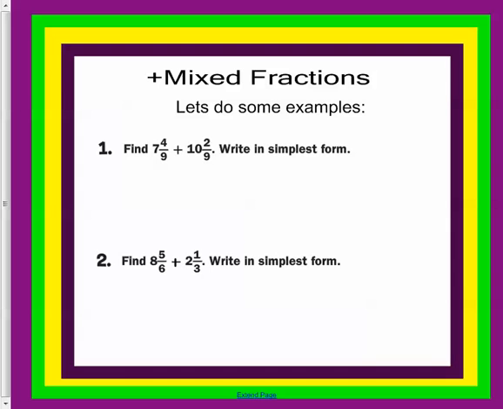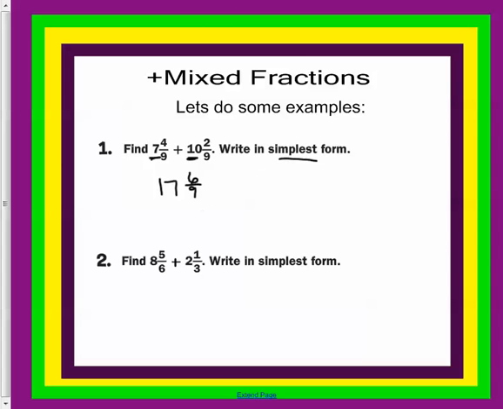Now let's look at these. What do I do with a situation like this? I have 7 and 4/9 and 10 and 2/9. Well, these are my wholes, 7 and 10. So I'm going to add them together and get 17. 4/9 and 2/9. Luckily, 9 is my denominator, and it's the same. So I still have ninths, and I have a total of 6/9.